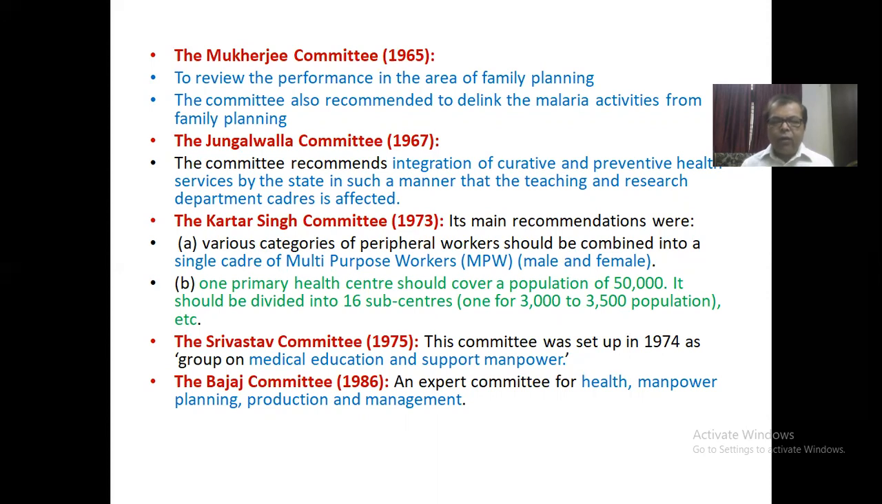It talks about developing a structure related to the multi-purpose worker, and then one primary health center should cover a population of 50,000. It should be divided into 16 sub-centers. However, we'll come to the existing primary healthcare center and sub-centers structure at a later stage. The point is that some kind of composition of the primary health center, sub-center, and the population that will be addressed, these things are evolving. That's why we are talking about the evolution of public health structure in India.